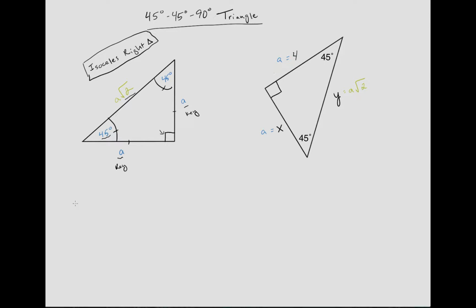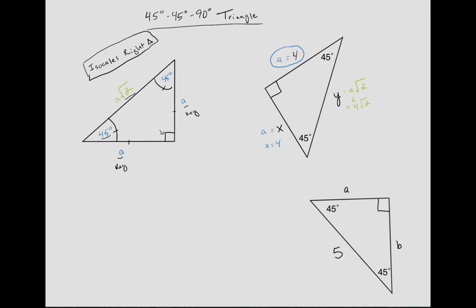And you know what? We already did. We know that the value of a is just 4. So that means that x is equal to 4. And that also tells us that y here, we can just substitute in 4 for the a and multiply it times the square root of 2, and we're done. That's the beauty of this. It's super quick. It's super easy. So let's look at one more example and apply that method one more time so you can see it again.